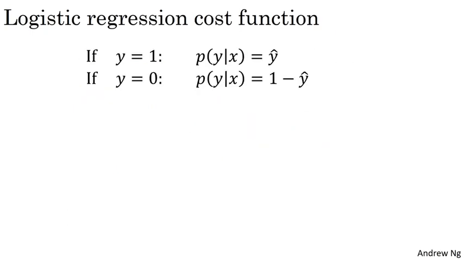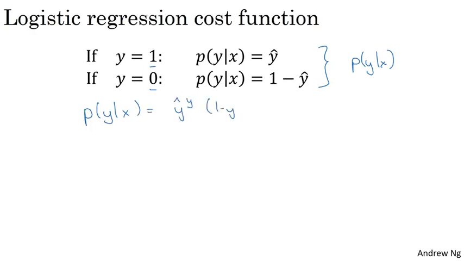So what I'm going to do is take these two equations, which basically define p of y given x, for the two cases of y equals 0 or y equals 1. And I'm going to take these two equations and summarize them into a single equation. And just to point out, y has to be either 0 or 1 because we're in binary classification, so y equals 0 or 1 are the only two possible cases, right? But so I'm going to take these two equations and summarize them as follows. Let me just write out what it looks like, then we'll explain why it looks like that.